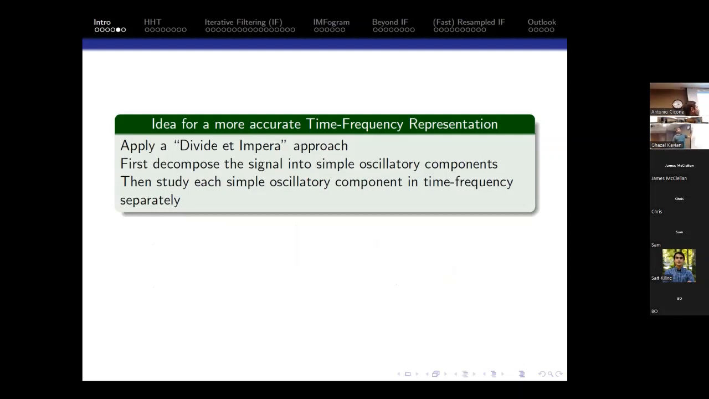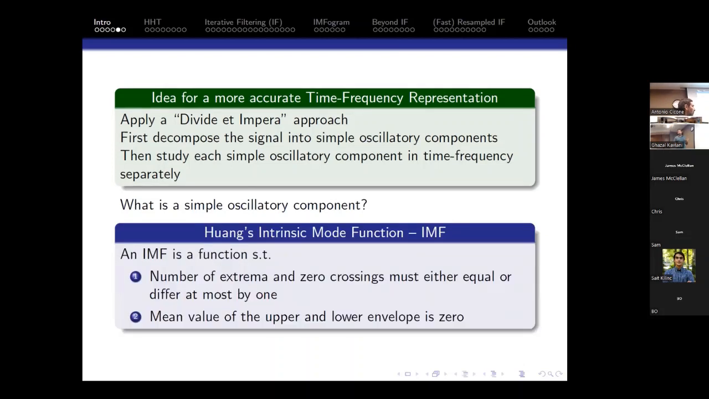The idea is to split that signal into simple oscillatory components. What do we mean by that? What is a simple oscillatory component? Huang and collaborators proposed an informal definition that they call intrinsic mode function, IMF. And the idea is to basically generalize what a sinusoidal curve is. So you want to have extrema, maxima, minima, and the same number of zero crossings, which, if you want, translates into all the maxima being positive and all the minima being negative.